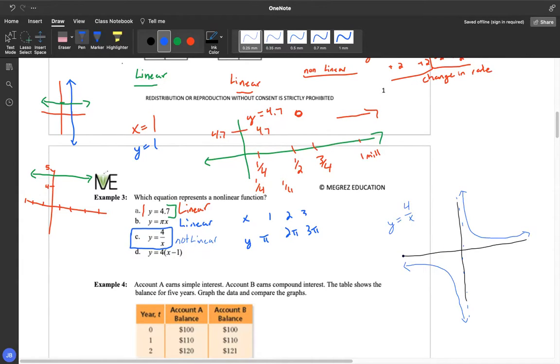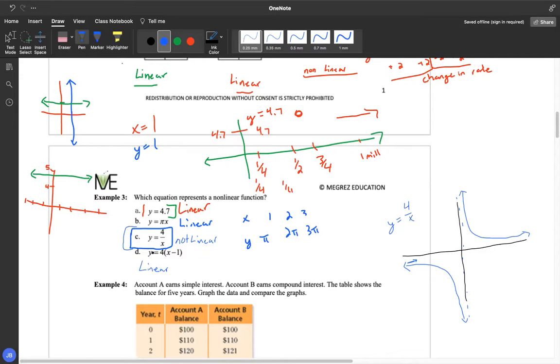We can see here, if we're way down here, we have almost a 0 rate of change. And then it goes way down, and then way up and then way down, right? So this is all sorts of not linear. Then it says which equation? So we found the one that's not linear, so D has to be linear.